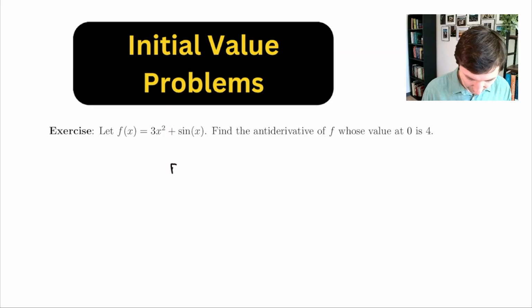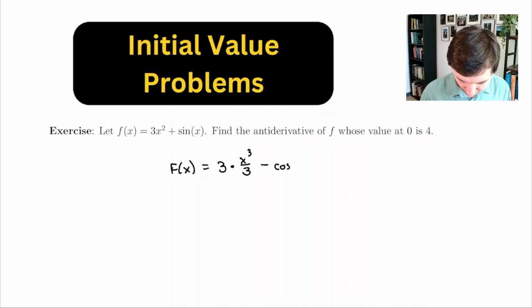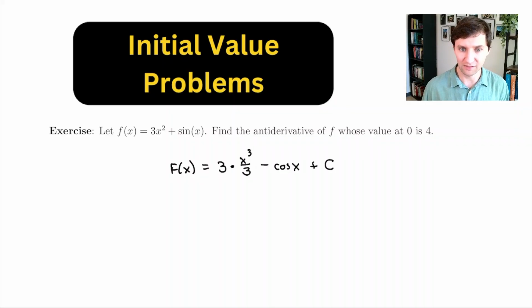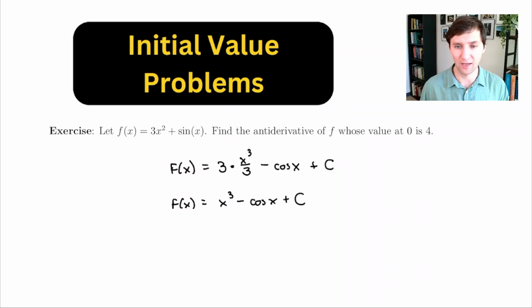The most general antiderivative of f of x is the antiderivative of 3x squared. Then I apply the power rule and I get x to the third power over 3. That's the power rule for integration. Then I find the antiderivative of sine of x, and the antiderivative of sine is negative cosine of x. Finally, I add c at the end. Let me simplify this because 3 and 3 divide out, and I get that f of x is x to the third power minus cosine of x plus c. This is the most general antiderivative.